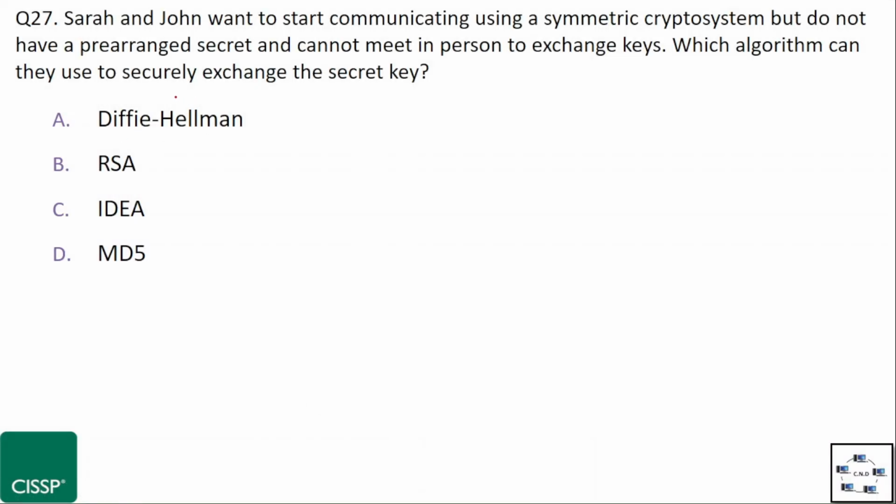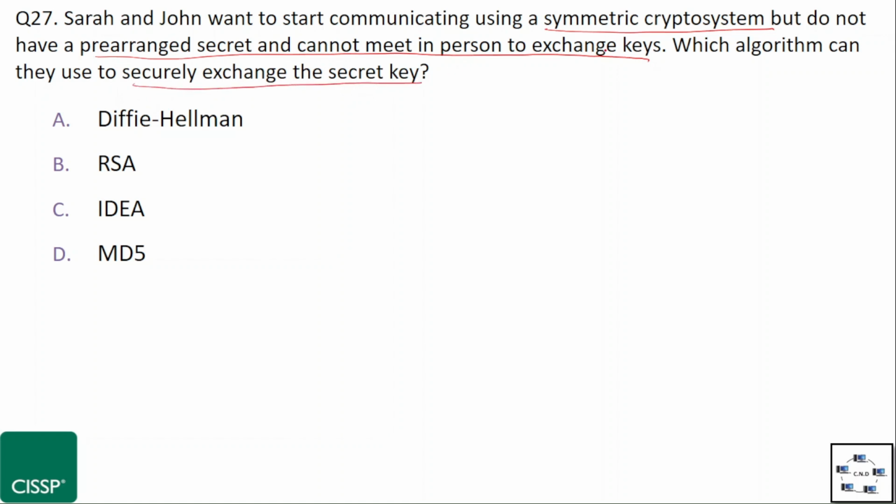Question number 27. Sarah and John want to start communicating using a symmetric crypto system, but do not have a pre-arranged secret and cannot meet in person to exchange keys. Which algorithm can they use to securely exchange the secret keys?